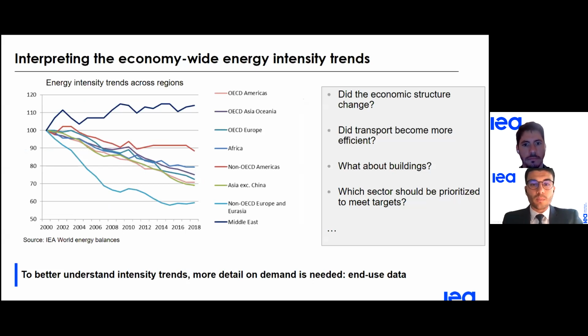So we know that most countries are setting energy intensity targets, and we see in fact that most regions across the globe are decreasing their energy intensities over time. However, we cannot tell for sure if those decreasing trends are because of the effects of energy efficiency or if there are other factors at play, like structural changes or activity changes. So in order to better understand the role of energy efficiency, we need more detailed data. We need end-use data. Next.